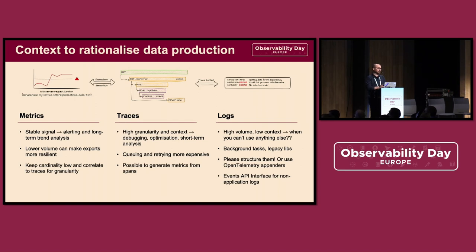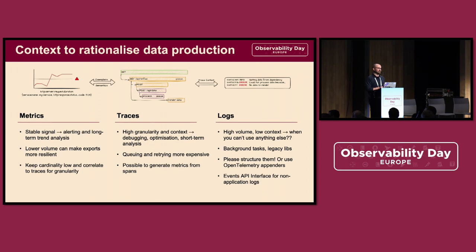Now, this lower volume of telemetry data actually allows you to make exports perhaps more resilient. You can retry your pushes or your pulls of metric data in a more resilient way than you can perhaps do with more voluminous data, like spans or logs. It's important to keep the cardinality low when you're thinking about metrics, and then correlate metrics to traces for that extra granularity that you need. It's quite easy for developers to add unbound cardinality attributes to their metrics, and then DDoS their own infrastructure basically with that explosion in cardinality, right?